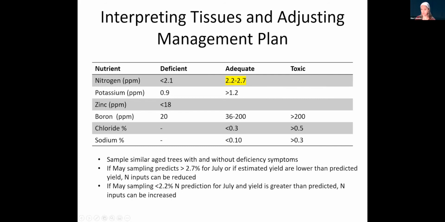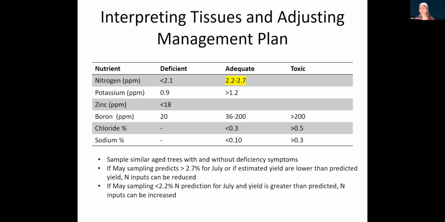Again, you want to make sure to sample similar age trees, and if you're trying to diagnose deficiencies, you want to keep deficient-looking samples separate from healthy-looking leaves. And so this might help you troubleshoot problem areas in the orchard to figure out the nature of the deficiency that you're having.